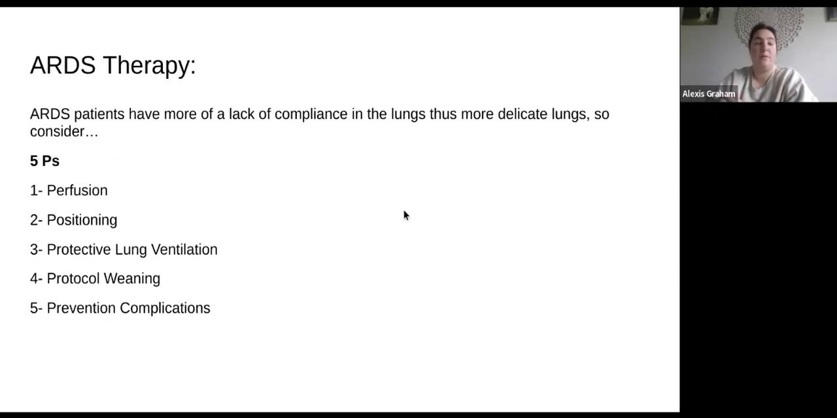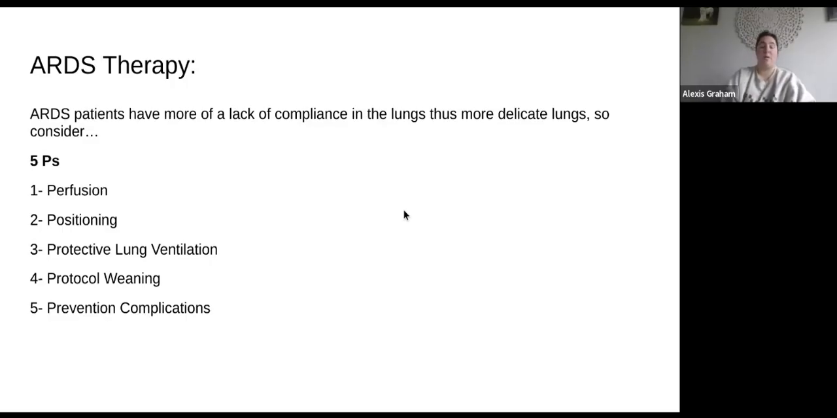For ARDS therapy, ARDS patients have more of a lack of compliance in the lung. Thus, they're more delicate. So whenever we are treating an ARDS patient, we should consider the 5 Ps, which are, as we talked about, perfusion, positioning, protective lung ventilation, protocol weaning, and prevention of complications. So I'm going to make sure they're perfusing correctly, make sure they're in that swimmer's position when you prone them, and that way we're taking pressure off their lungs.